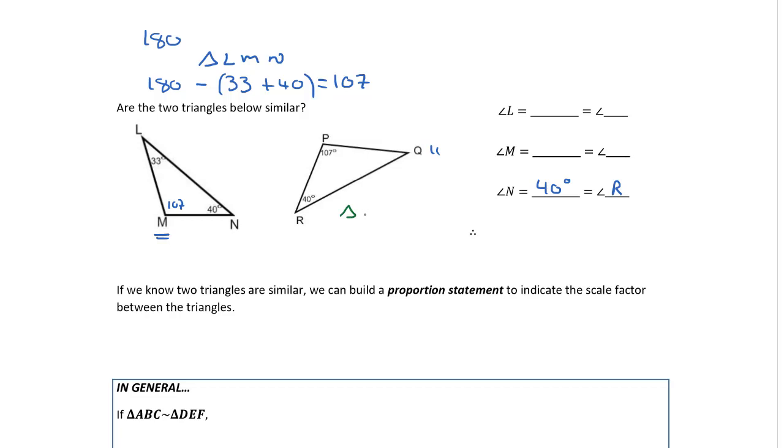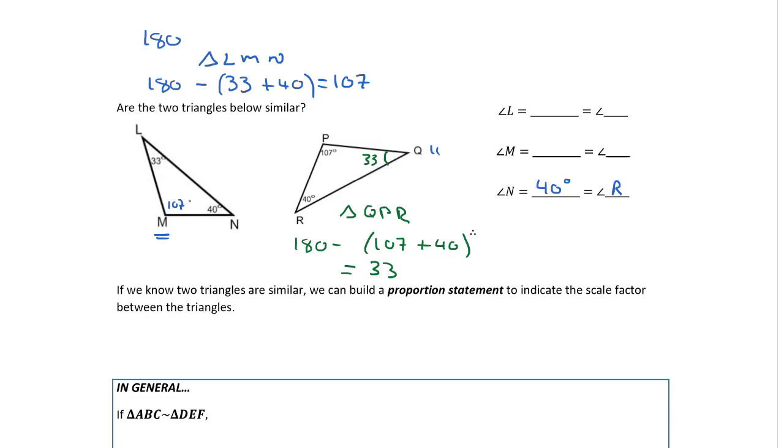Now, in triangle QPR, we're told that angle P is 107 degrees, and we're also told that angle R is 40 degrees. Again, if we sum these two given angles together and subtract that from 180 degrees, we're going to be able to determine the measure of angle Q. 107 plus 40 is 147, subtracted from 180 gives an angle of 33 degrees for angle Q. So angle Q is 33 degrees.